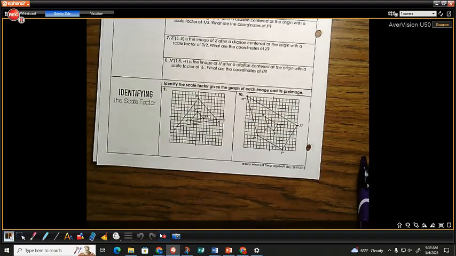What if I don't tell you the scale factor? You have to be able to figure it out. Oh dear. Old, new. Whatever shall you do?